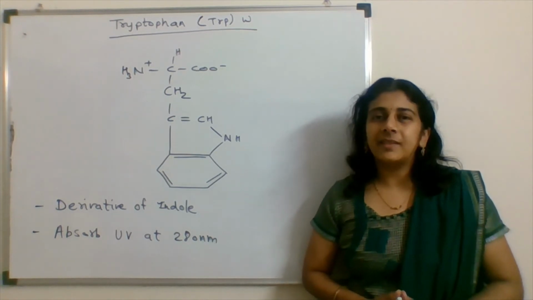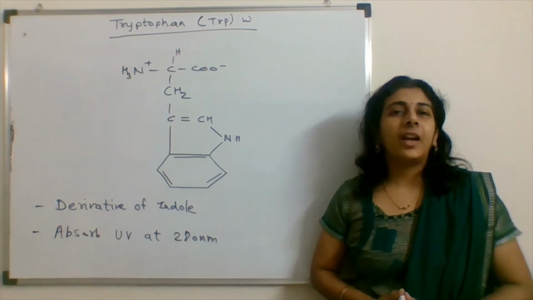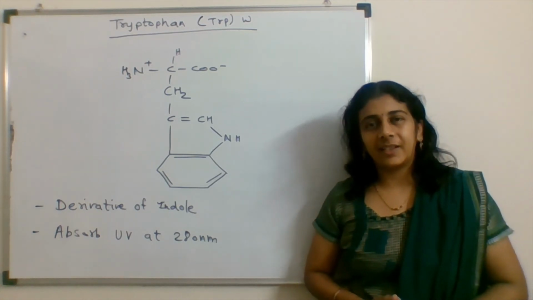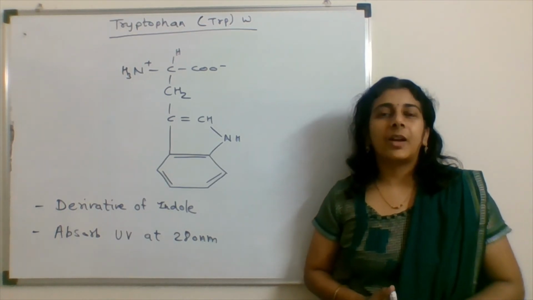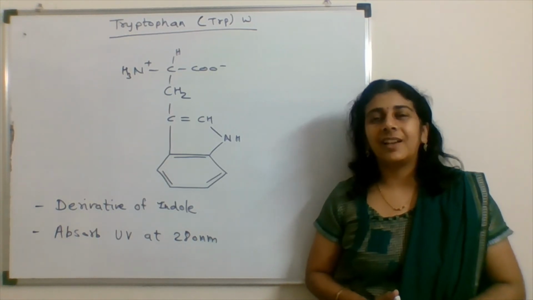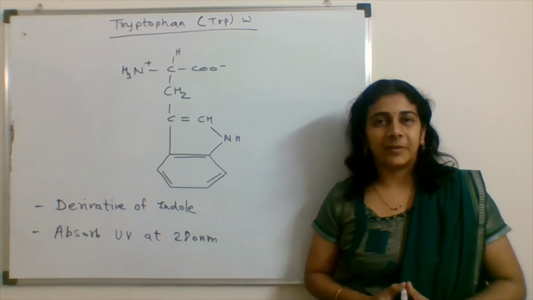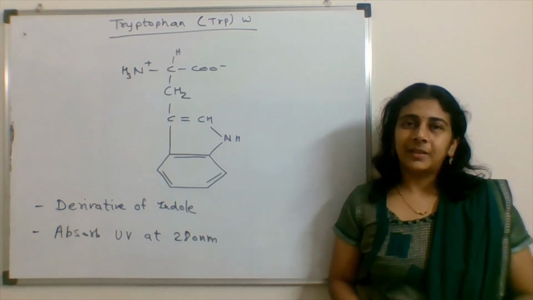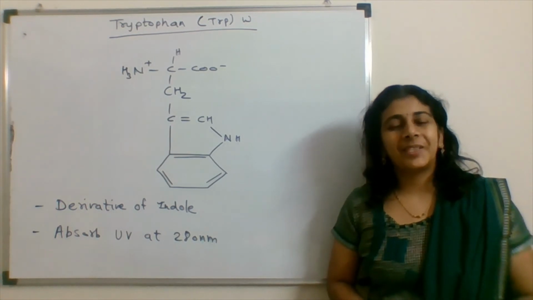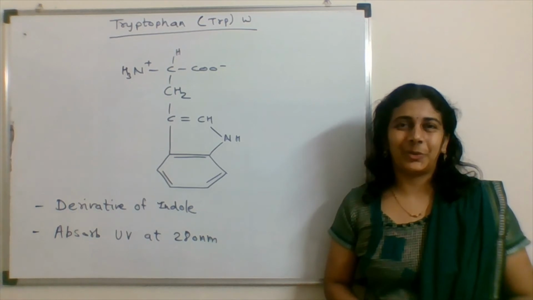Three amino acids, tyrosine, tryptophan and phenylalanine, have an aromatic ring in their side chains, and this aromatic ring is responsible for UV absorption at wavelengths of 260 to 280. Tryptophan is the amino acid which is a precursor for auxin, niacin and serotonin.